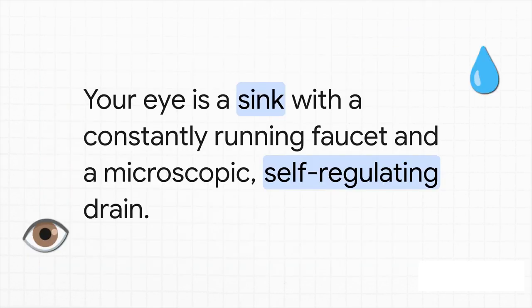To really get a handle on this, let's use a super simple analogy. Just picture your eye as a sink. You've got a faucet that's always on, always running. And then you've got a drain that's supposed to let out just the right amount of water to keep that sink from overflowing. This one idea, the eye as a sink, is pretty much the key to understanding everything else we're about to talk about.